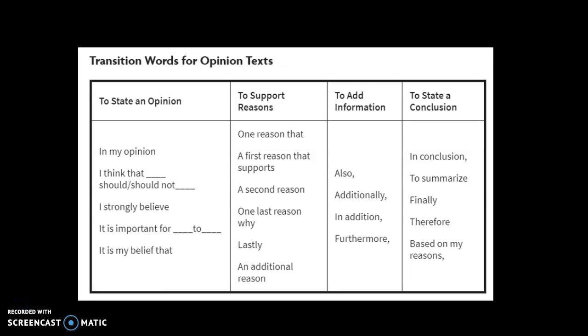Let's look at our list for transition words for opinion text. This list is very specific because it shows us words to use in the beginning when we state our opinion, in the middle for our reasons, and when we add information, and at the end for our conclusion. Let's use the following steps to add linking words to help our opinion piece flow more smoothly.